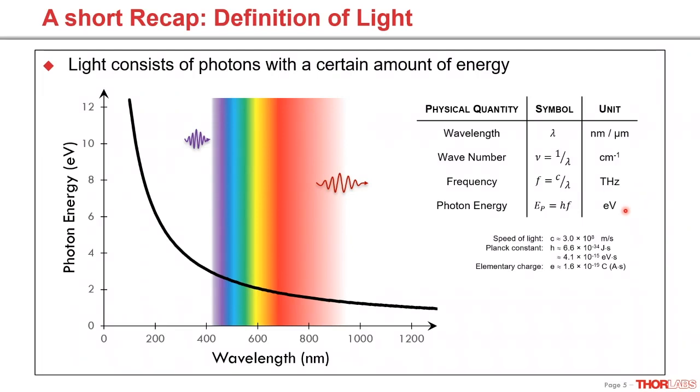In quantum physics experiments, mostly the photon energy in electron volts is the key parameter for the characterization. This can be calculated by the Planck constant times the frequency. The photon energy is also the key to being able to measure light. To summarize, it is important to know that each photon carries energy that is larger the shorter the wavelength is.